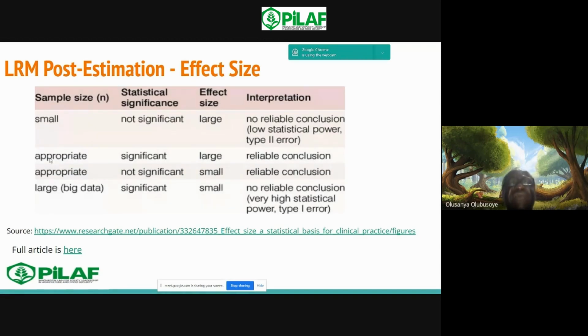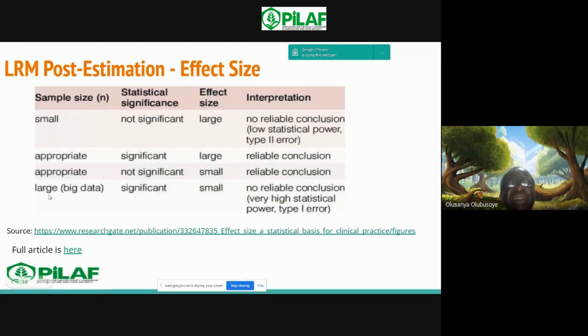If you have used appropriate sample size, and the statistical result, you are able to establish significance, and the effect size is large, this is reliable. So effect size is very important, and it goes alongside the sample size. If the sample size is appropriate, and you could not establish statistical significance, and the effect size is small, your conclusion is still reliable.